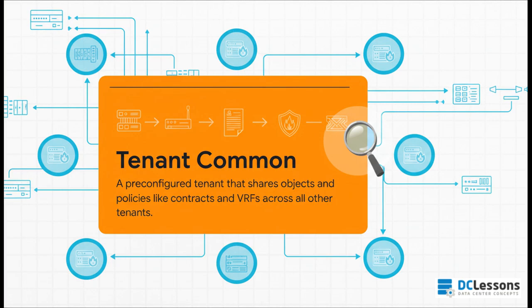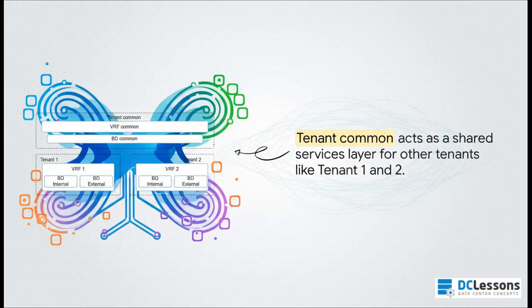Okay, so what is Tenant Common exactly? Well, think of it as a central toolbox. It's a built-in tenant where you can create and store all your shareable network objects and policies. We're talking routing tables, security rules, you name it. Anything you build in this common space can then be shared out to all your other tenants in a really controlled and secure way. And this diagram just paints the perfect picture.